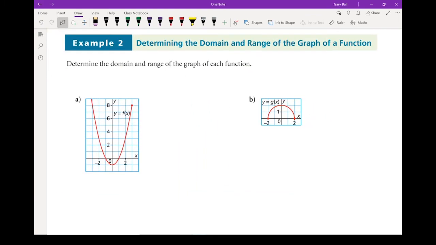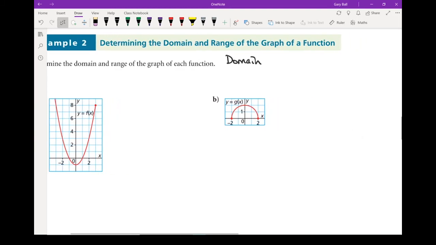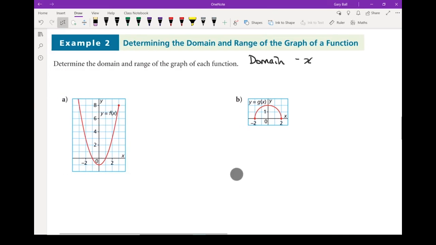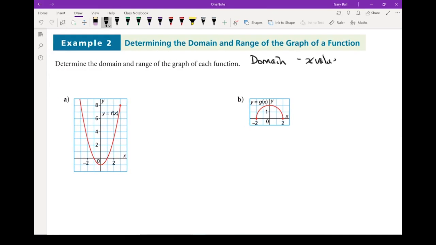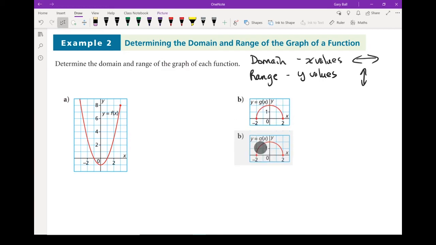Example 2, determining the domain and range of the graph of a function. Now, first of all, let's remind ourselves what domain and range are. Domain, that's any x values that we can find the graph on. So, how far left and right it goes. Range, that's your y values. How far up and how far down your graph goes. So let's look at each of these and we'll find the domain and range of them.